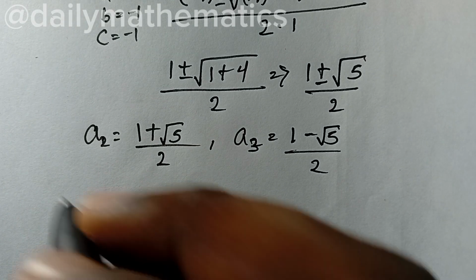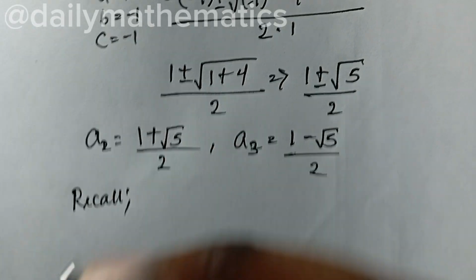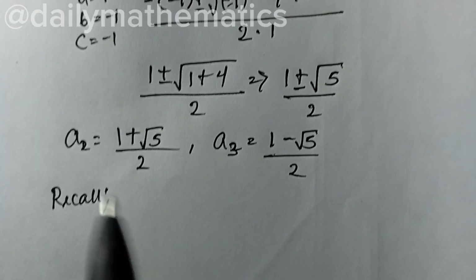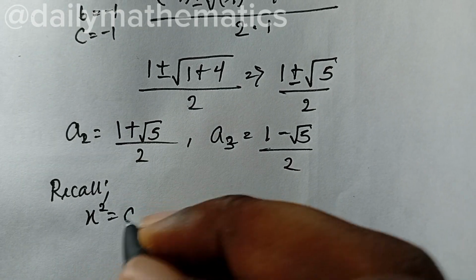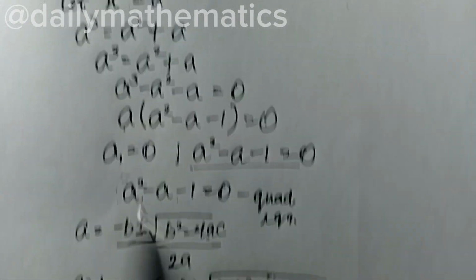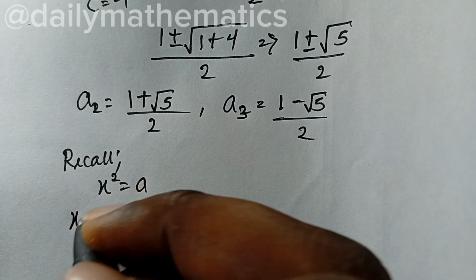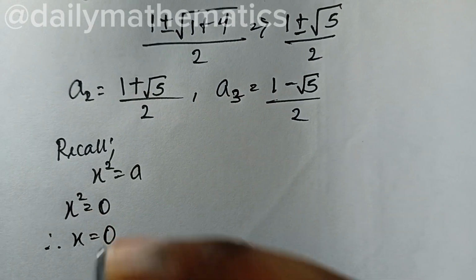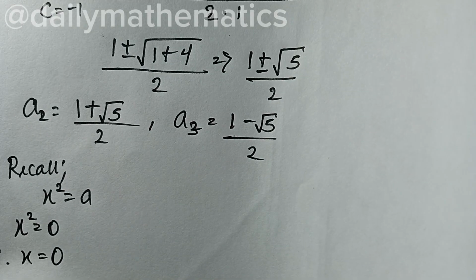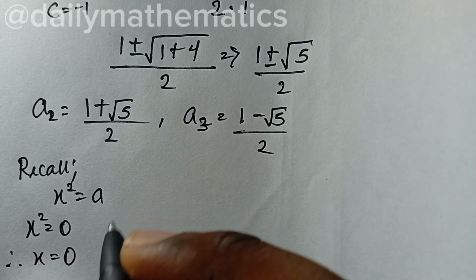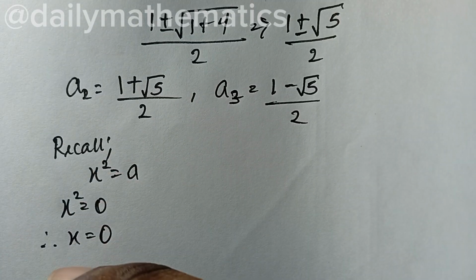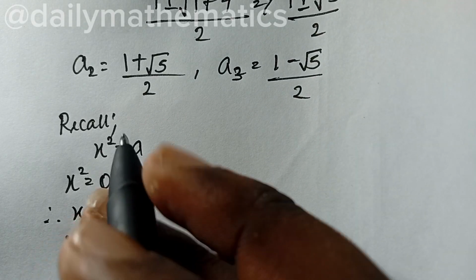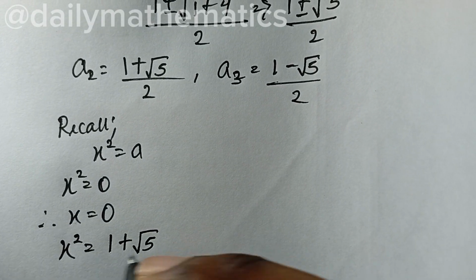Remember, recall, here we said let x squared equal a. So we'll bring that again: x squared equals a, and for the first value of a we had a1 equals 0. So if x squared equals a, that means x squared equals 0, and definitely x equals 0. Now how about for the second and third values of a? For a2, x squared equals a, that's x squared equals 1 plus root 5 over 2.